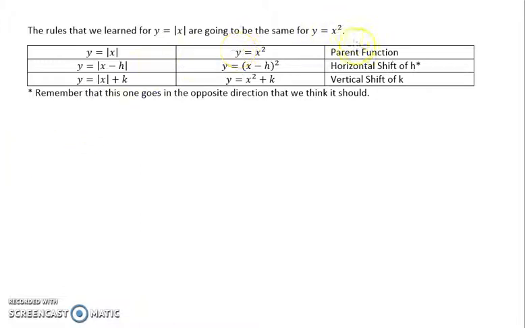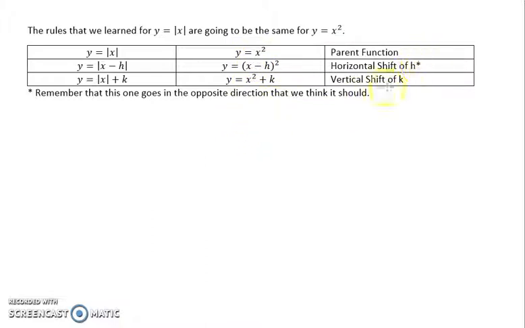So our parent functions here would be absolute value of x and x squared. A horizontal shift of h places would be x minus h inside of an absolute value, or x minus h inside parentheses that are going to be squared. Then our vertical shift, just like the plus k, would be outside of our absolute value. Our plus k is not inside, it's outside of the parentheses with the x squared.